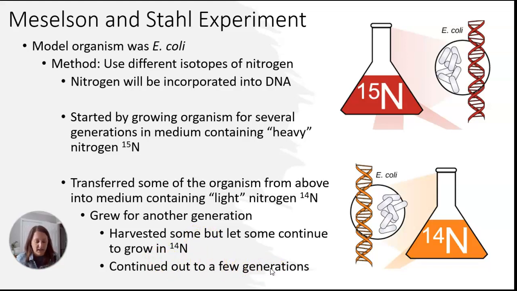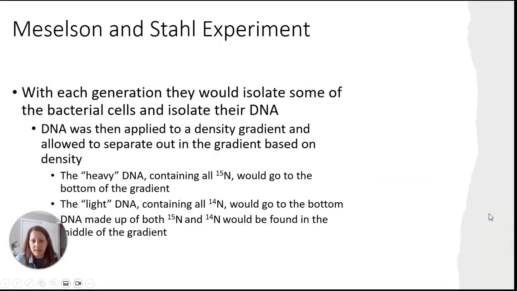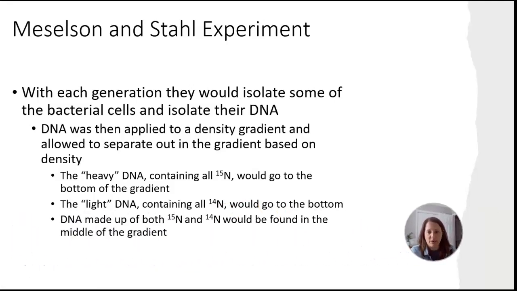And so let's look at the next slide. Here's some more of an explanation, then we'll look at some pictures of the experiment. So with each generation, they would isolate some of the bacterial cells and they would pull out their DNA. They would then take that DNA from those separate generations and put it onto something called a density gradient.